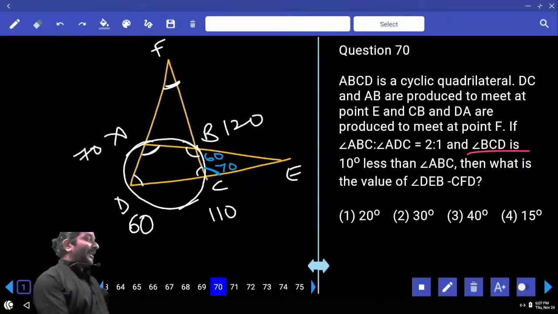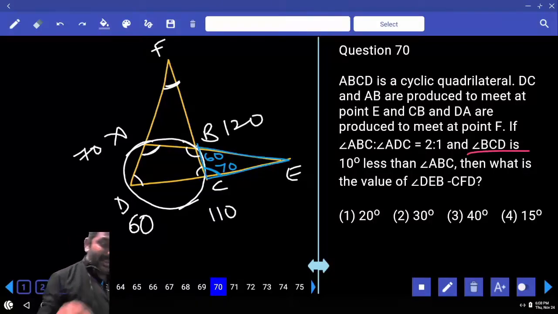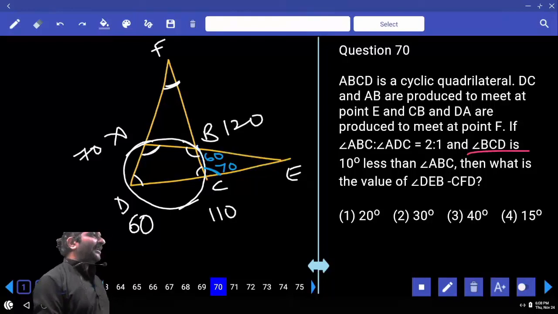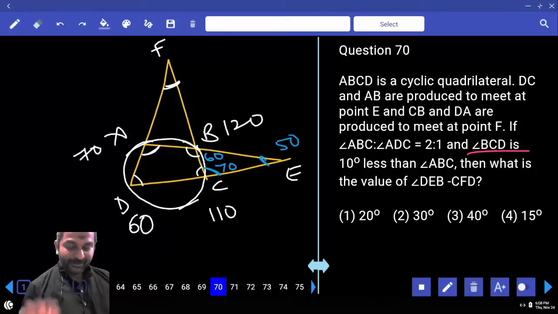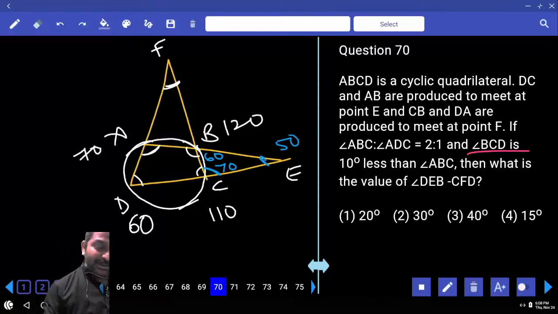So in the new triangle BCE, already 60, 70, 130 we have. Angle at E must be 50. Same logic. Angle at B is 120. For the triangle here, the angle is 60. Angle at A is 70. Then the other angle is 110.